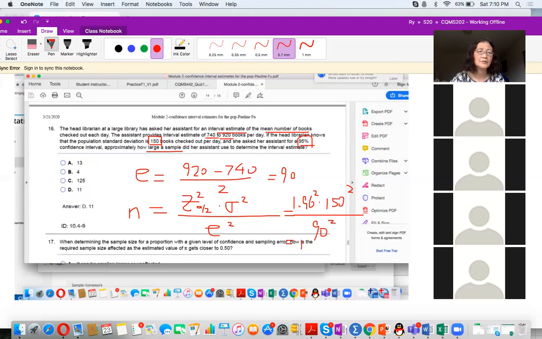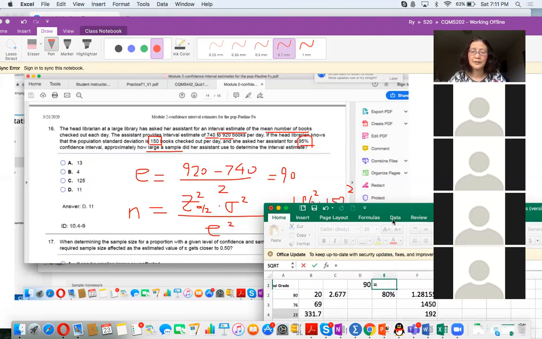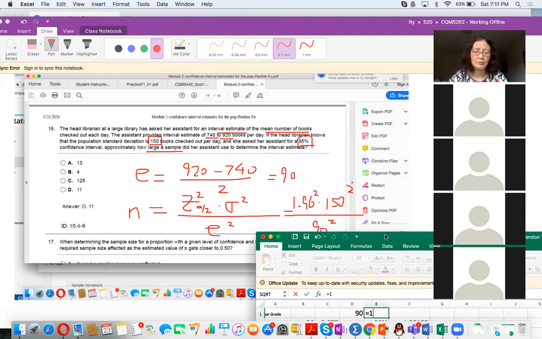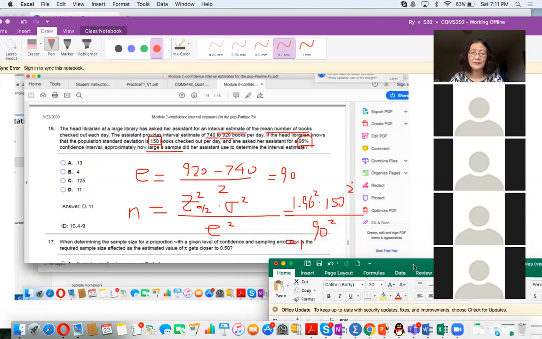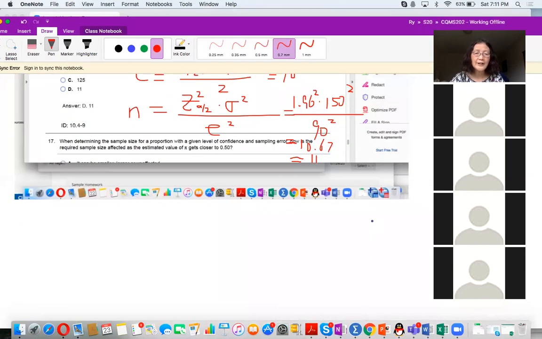I'm not sure. I have to double check the answer. Just quickly run through the Excel. I'm going to do it here. So it is 1.96 squared multiplied by 150 squared divided by 90 squared. 10.67, so it is equal to 11. 10.67 for sample size, always round up, 11. So that is the question I collected over the week.